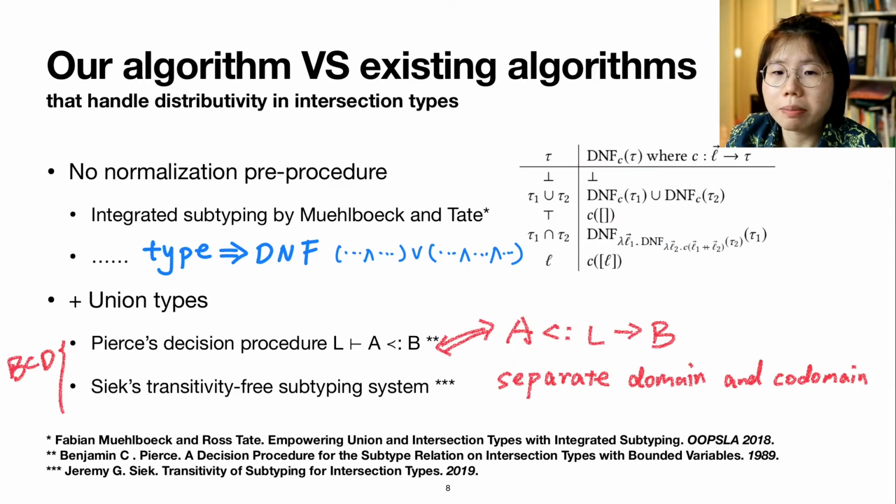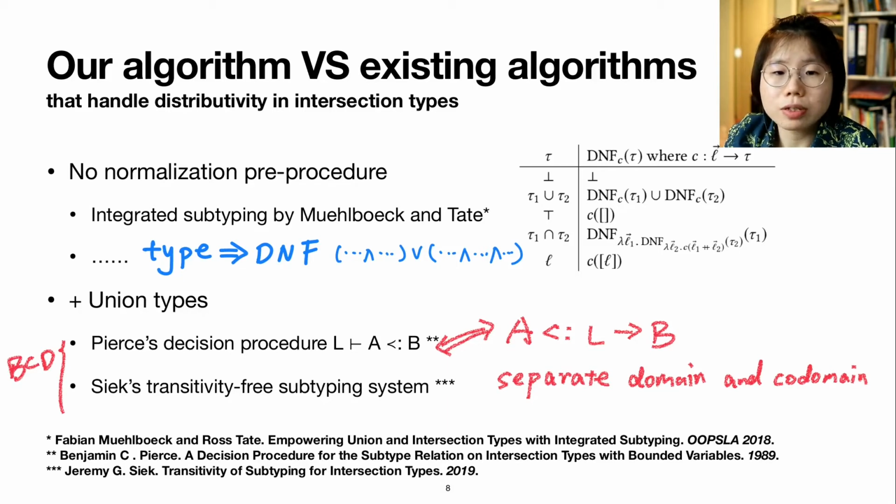Actually, there have been many algorithms around this topic, but most of them rely on a normalization phase, while our algorithm directly works on the source type. Take the integrated subtyping framework developed by Muehlboeck and Tate, for example. To decide if type A is less than type B, it first converts A into a disjunctive normal form, and then transforms each conjunction part in the DNF to do further checking.